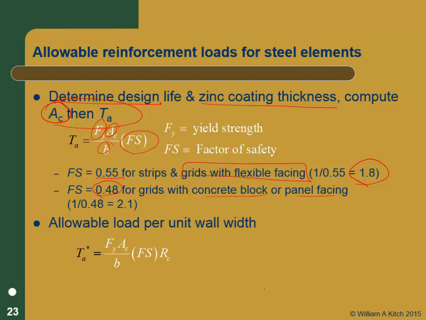So then what you're really interested in for your design is T star A, which is the allowable load per unit width of the wall. So that's just T star times your coverage.